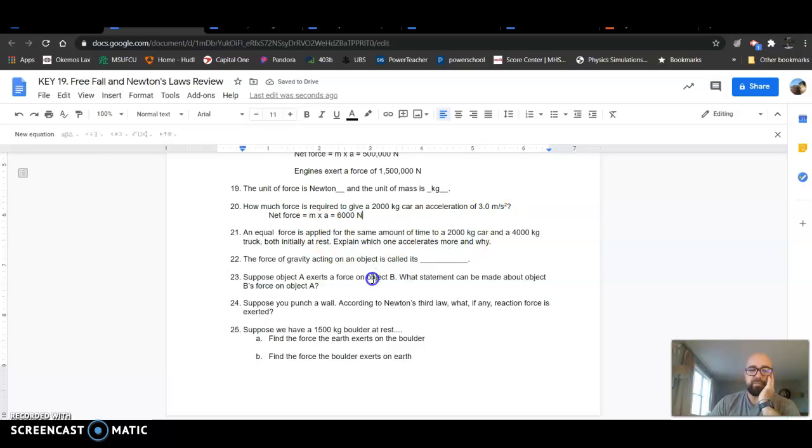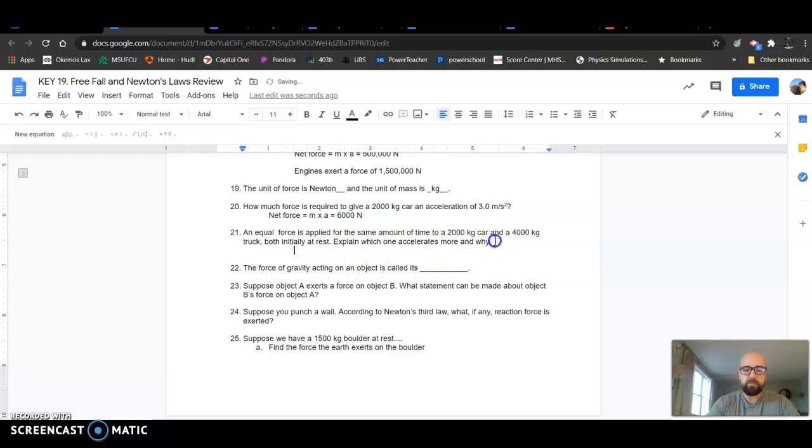Equal force is applied for the same amount of time to a 2,000 kilogram car and a 4,000 kilogram truck initially at rest. Which one will accelerate more? So the 2,000 kilogram car will, because it has less mass. The force of gravity acting on an object is called its weight.